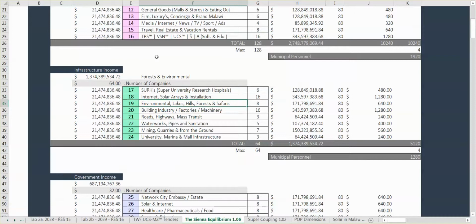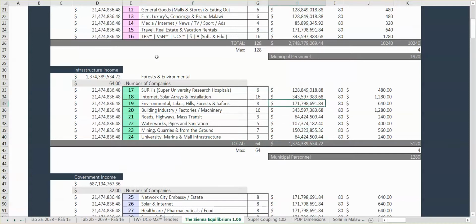changing the environments, building lakes, hills, forests, safaris. Building industry, factories, machinery, number 21. Roads, highways, mass transit. Not really doing a lot of that in the early stages. 22. Waterworks, pipes and sanitation. 23. Mining, quarries from the ground. 24. Universities, building the marina, building mall infrastructure.